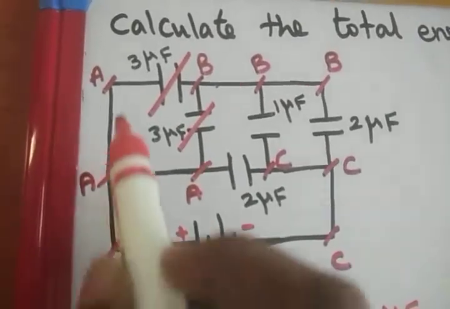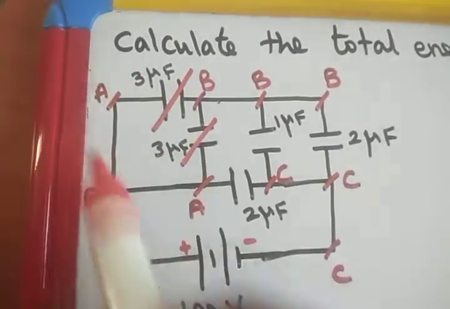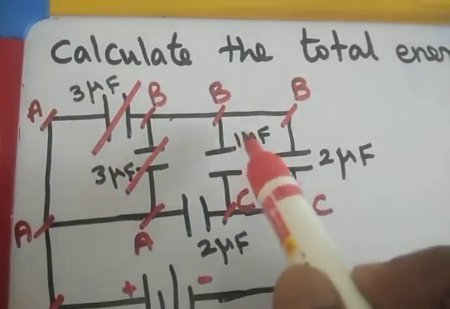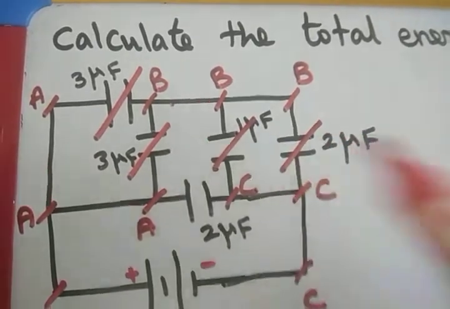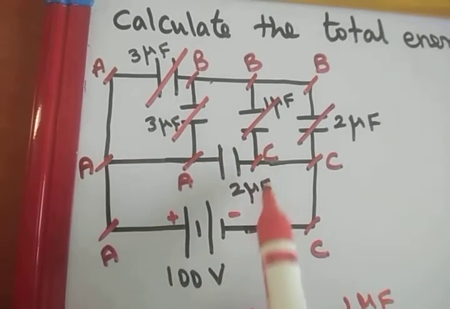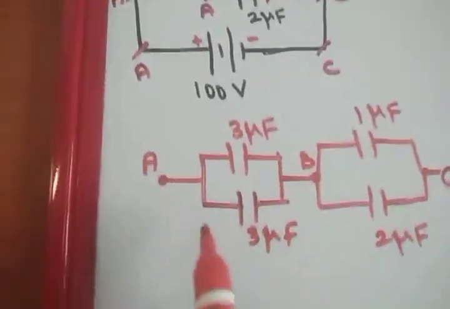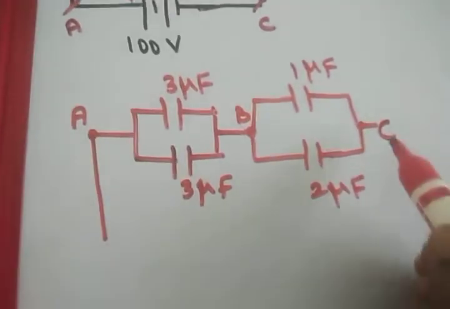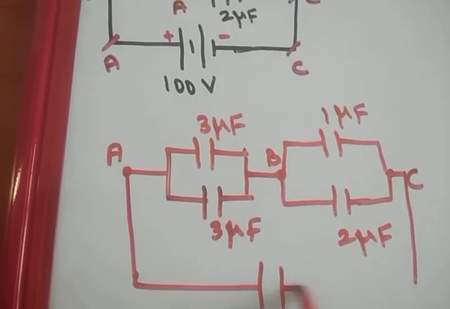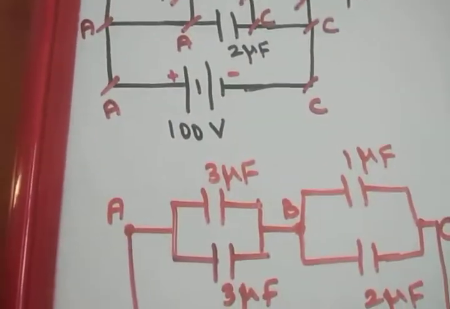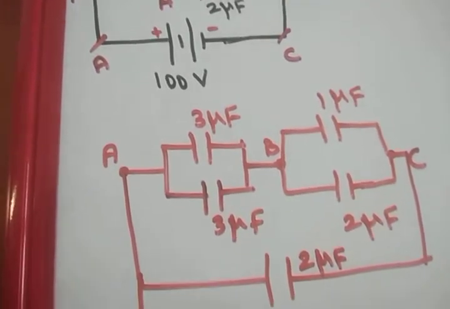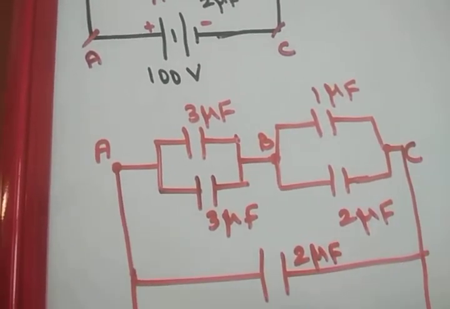First you have to find the nodal points which have no connections. If there is a capacitor in between them, you put another nodal point. This one also gets cancelled. This one also gets cancelled. Finally, in between A and C, there is another capacitor of 2 microfarad. Along with that, there is a battery. How many volts?